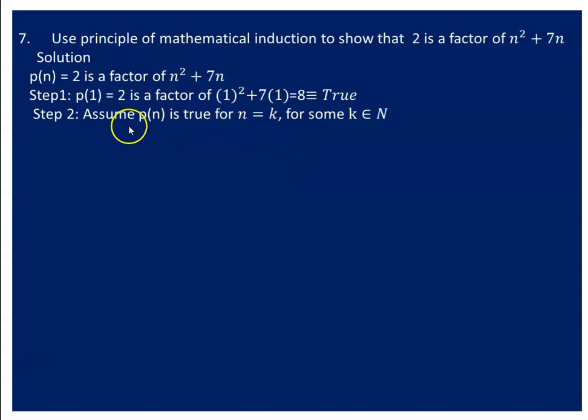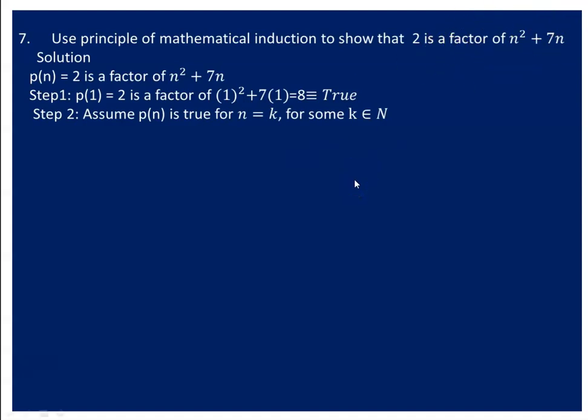Now assume p of n is true for n equals k, for some k an element of the natural numbers. The set of natural numbers is an infinite set. So if you are able to show that this again is true for the next natural number k plus 1, assuming that it holds true up to k, and if you are able to show that it is also true for the next natural number k plus 1, we can conclude that the statement holds true for every natural number.